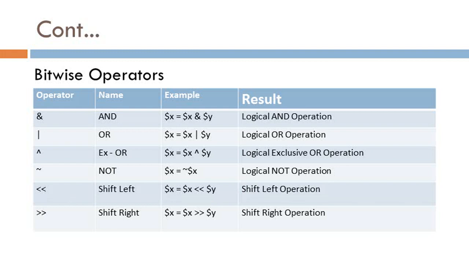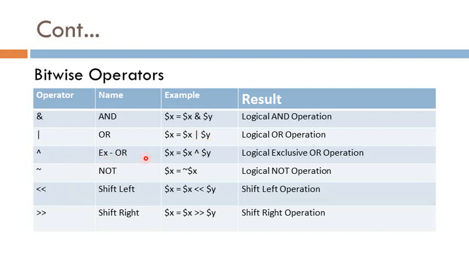Now start with the first operator, AND operator. It performs bitwise AND operation on its two operands. For example, $x is equal to $x AND $y. Now second is OR. It performs bitwise OR operation on its two operands and the syntax of this is $x is equal to $x, then OR operator, then $y.